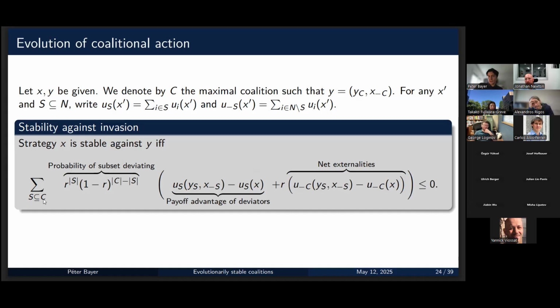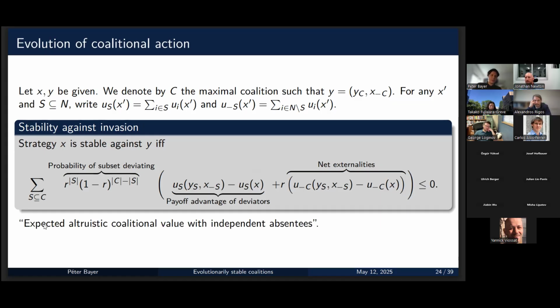of the set of deviators. And that's what matters. If this is negative, we are stable. If it's positive, then Y invades. So what we get is basically some expected altruistic coalitional value with independent absentees.